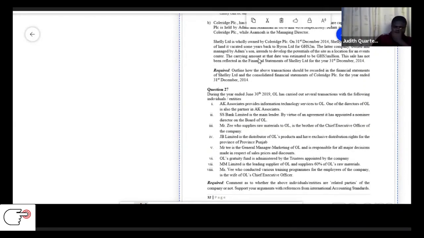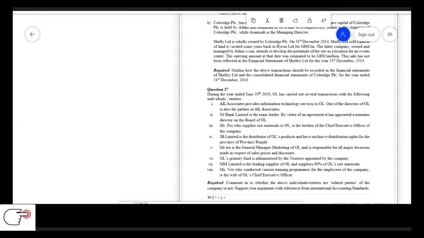Question 27. Now, madam, should read for us. Hey, am I recording or what? Yes, I'm recording. Who was our reader? Who was our reader? So, Question 27.